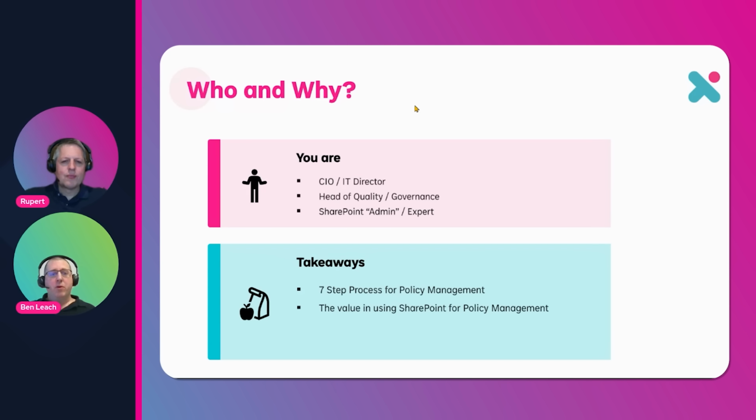Alternatively, you may be a SharePoint administrator or expert, and you're looking for some ideas and concepts on how you manage this process. So the key takeaway from today is we're going to run through what we think of as a 7-step process for how we manage policies, and you can see how you can achieve that using SharePoint and the associated tools such as Power Automate within Microsoft 365. Perfect. Okay, so there's something for everybody here. Right, so without further ado, Ben, I think you touched on there the 7-step process for policy management. Why don't we run through that first, and then that's going to help us shape the rest of the webinar.